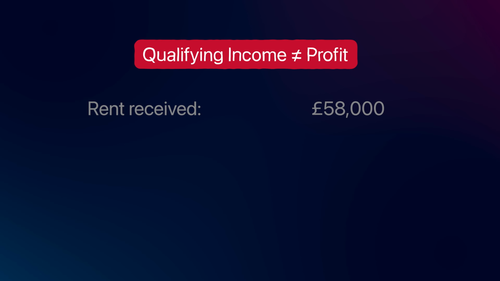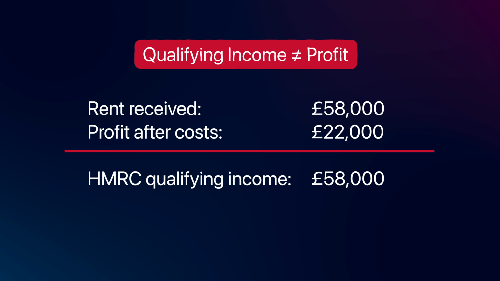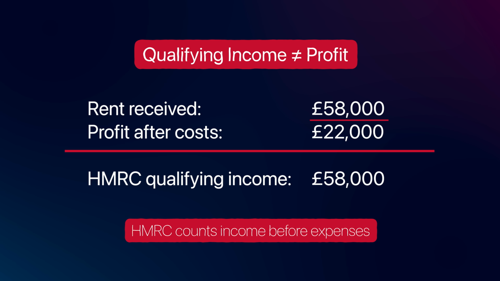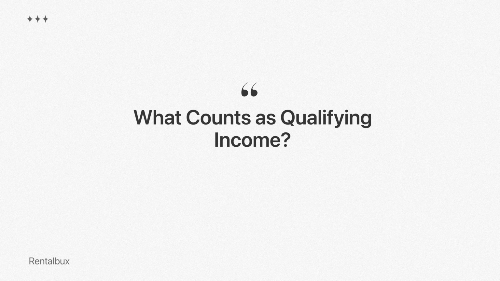So, if you're a landlord and your properties bring in £58,000 in rent across the year, but after your mortgage interest, your maintenance costs and your agent fees, your actual profit is £22,000, your qualifying income is still £58,000. HMRC counts what comes in, not what you keep. This is the single most important thing to understand about qualifying income, and it's the part that catches most people out.